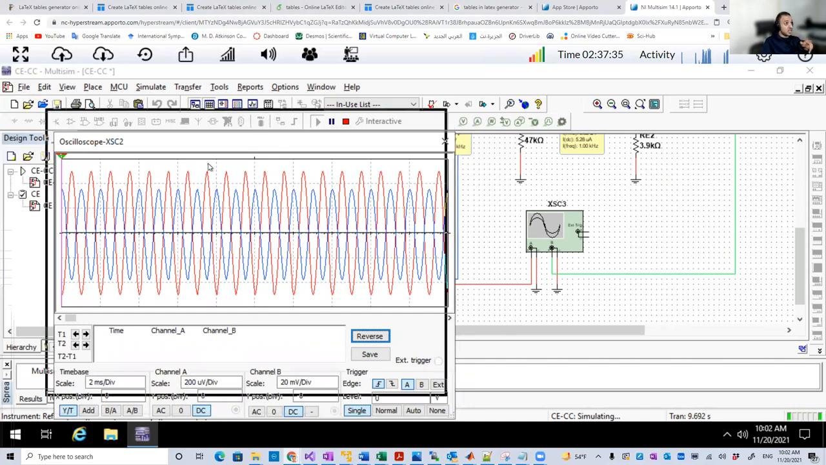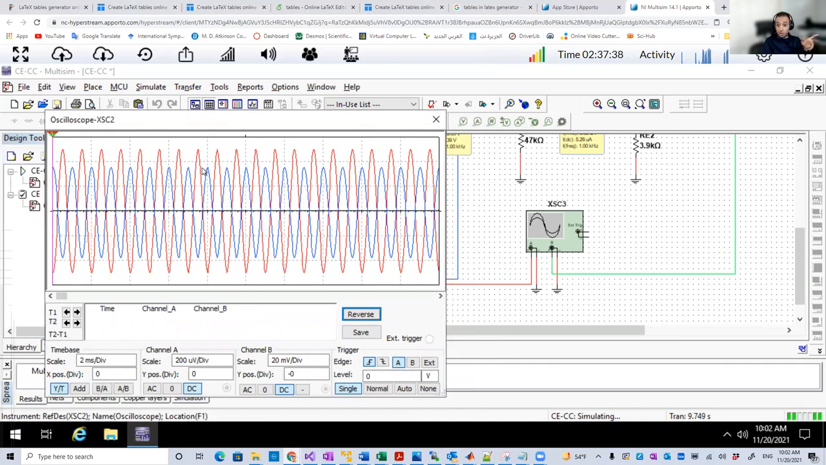One may say, oh, the input is bigger than the output. No, my friend, because the scale is different. The division is 200 micro. The division of the output, the blue signal, is 20 milli. It's much bigger than 200, okay? It's 20 milli over 200 micro, which is 0.2 milli. So this is equivalent to 0.2 milli, okay?